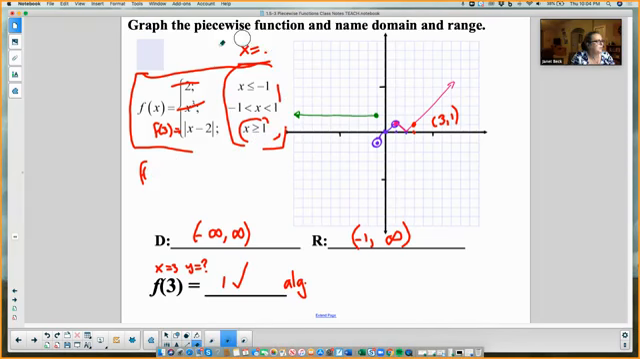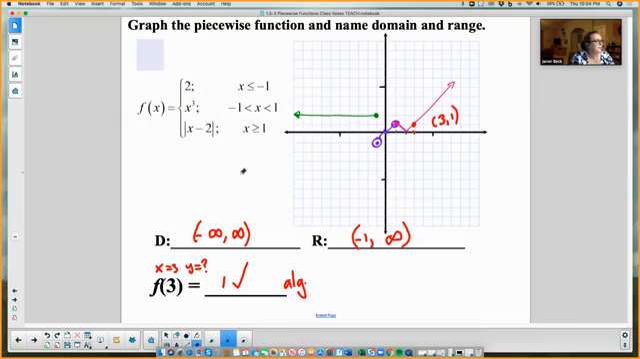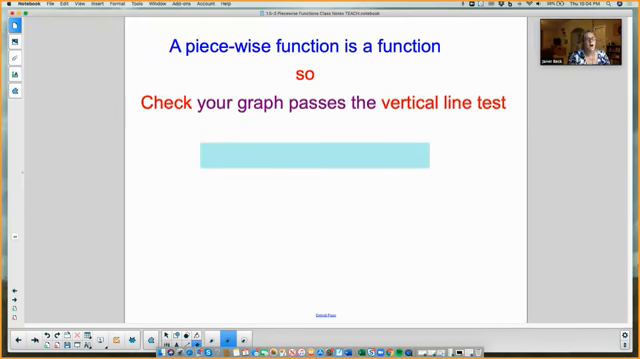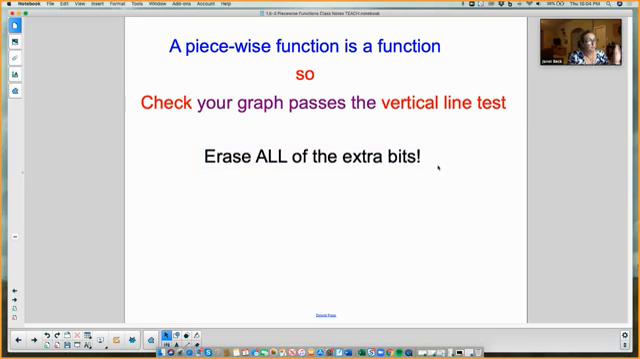Let's clear all this junk up there because it looks so ugly. Let's try another one. But a piecewise function is a function. It is a type of function, so check your graph passes a vertical line. Did I stress that enough on the last thing? Erase all those extra bits, please. If you draw those extra bits to draw it, get rid of them. Erase them before you say, this is my final answer.